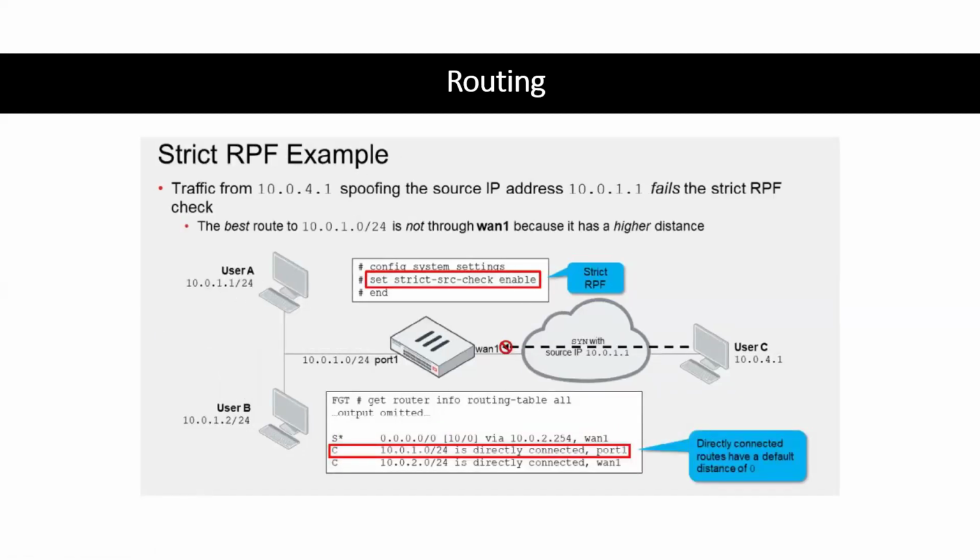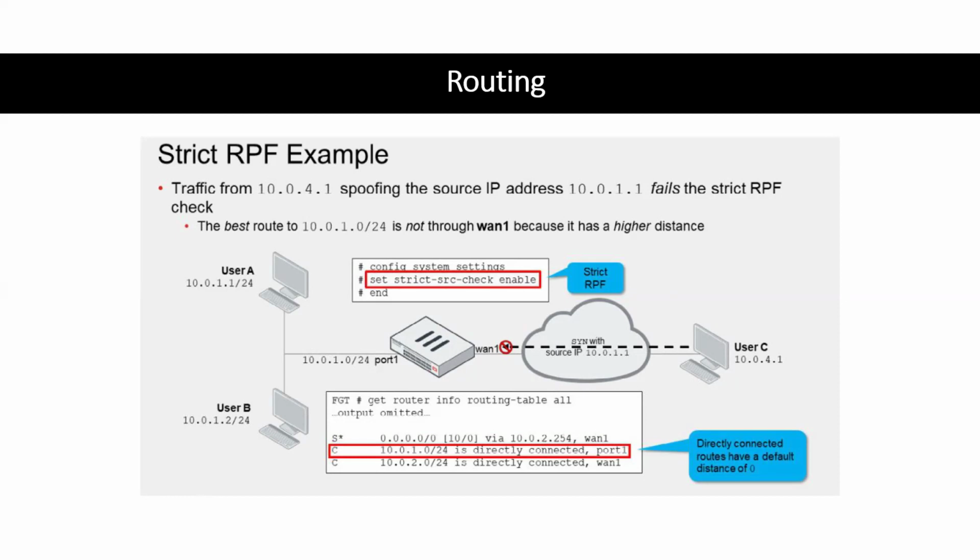So same scenario now. What happens if we're using strict RPF? Same thing: User C is going to spoof its source IP address. What the FortiGate's going to do with the strict method is drop that packet, even though we have an active route to the 10.0.1.0 network, because it's not the best route coming through the WAN interface.